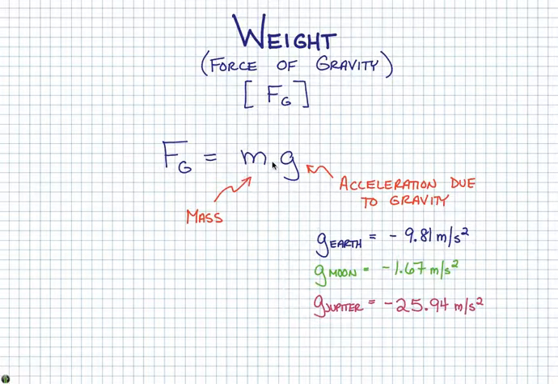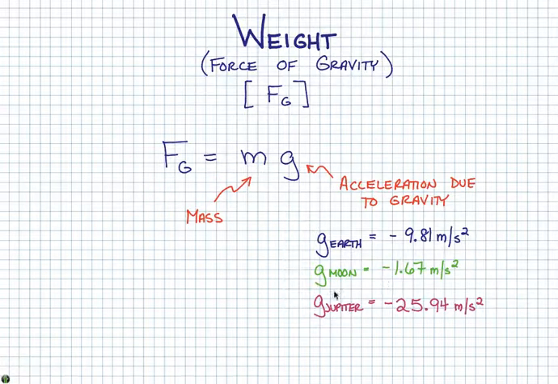Now the mass of an object will not change. That's the amount of matter it's made up of. But the acceleration due to gravity may change based on where you're located. For example, if you're on Earth, the acceleration is negative 9.81 meters per second squared. So you will have a particular weight based on your mass, based on the gravity of Earth. If you were, however, to travel to the moon, which has an acceleration due to gravity of roughly negative 1.67 meters per second squared, your weight would be about 1/6 what it is on Earth because the acceleration of gravity on the moon is about 1/6 that of Earth.